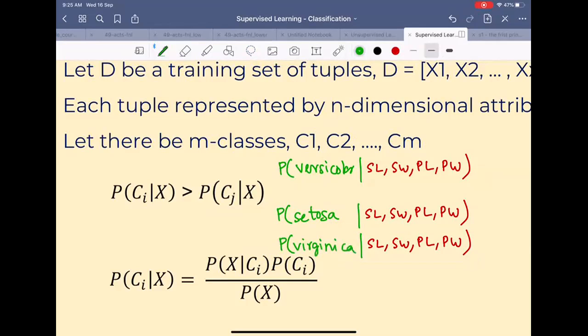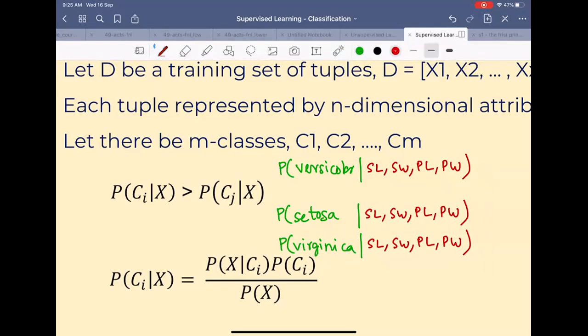Okay. So once we evaluate these three probabilities, the probability of the flower being versicolor given this data, the probability of the flower being setosa given this data, the probability of the flower being virginica given this data, then I can compare between the three and tell which genus of flower it was.